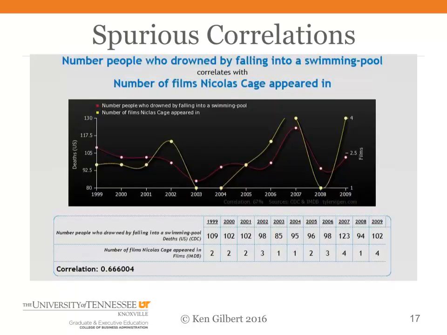Here's an example where two things happen. One is somebody had a lot of time on their hands and just looked at a lot of different data sets probably. And second, they found a data set that was fairly small. There's only a dozen or so observations. And they found a very high correlation between two things that are obviously not linked.